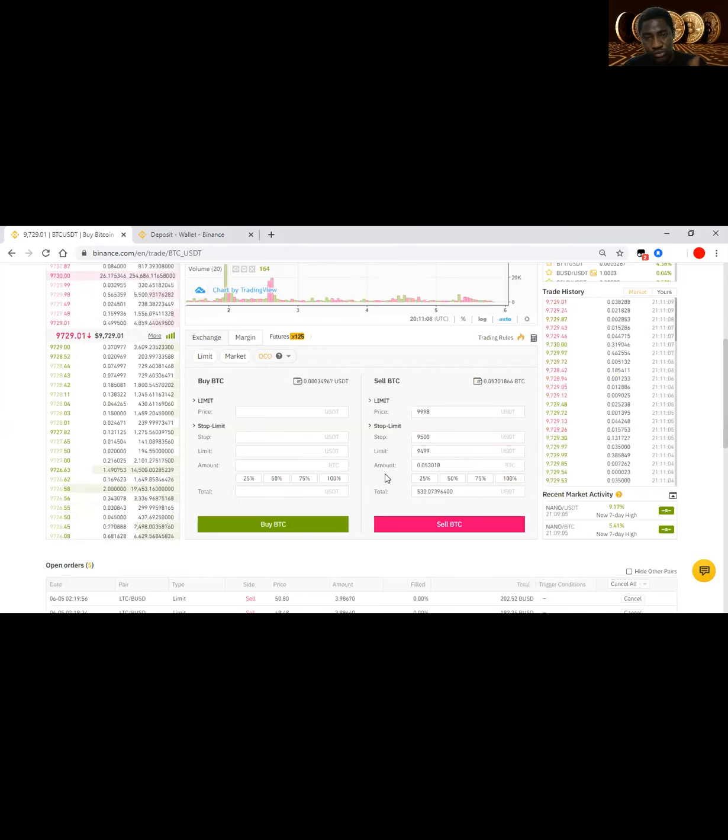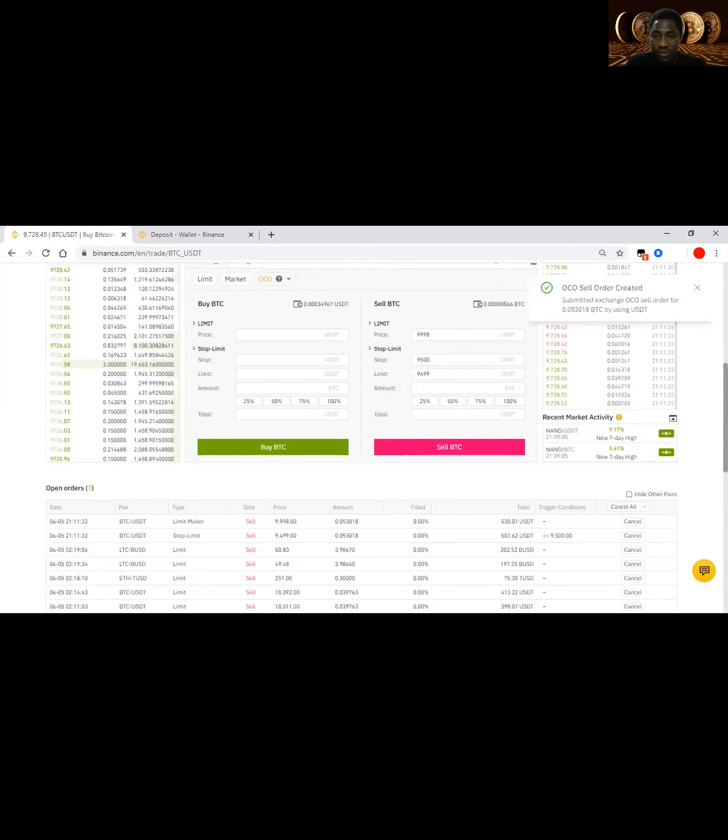Two things, take note. When the market gets to 9,900, that triggers, it will cancel every other thing. If the market comes down to 9,500, it will take you out at 9,499. It will cancel every other transaction. So all you need to do, just come down here and click sell BTC. Sell, you're actually saying swap it to stable coin. All right, so let's go down and see what really happened.